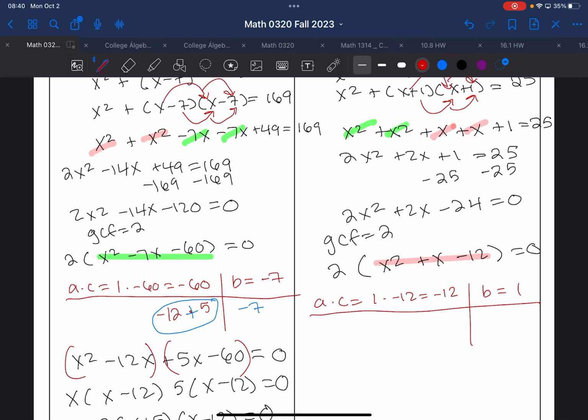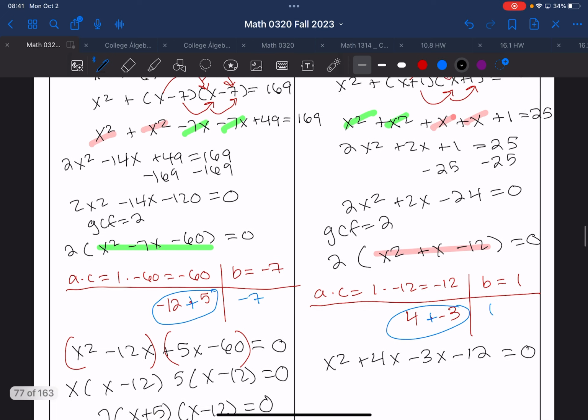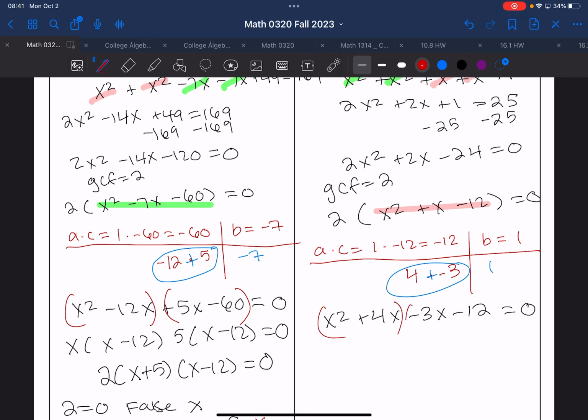What would be those numbers? Positive 4 and negative 3. Good. If I multiply them, I get negative 12, and if I add them, I get positive 1. So then I have X squared plus 4X minus 3X minus 12 equals 0. I just plugged in those factors that I found. Now doing factor by grouping, what would be my GCF I can take out of the first parenthesis? An X. So I'd be left with X plus 4.